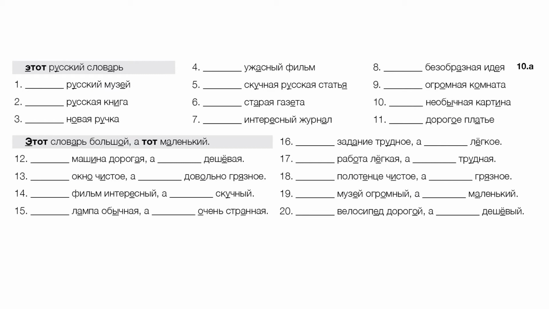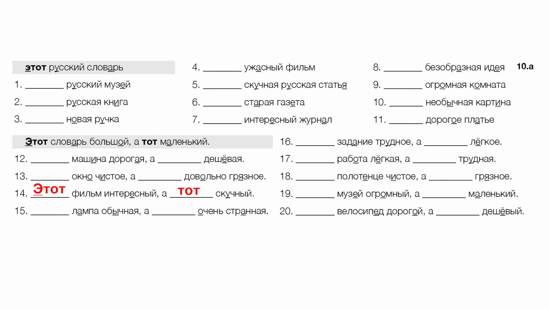12: This car is expensive while that one is inexpensive. Эта машина дорогая, а та дешевая. 13: this window is clean while that one is rather dirty, or quite dirty. Это окно чистое, а то довольно грязное. 14: this film is interesting while that one is boring. Этот фильм интересный, а тот скучный.